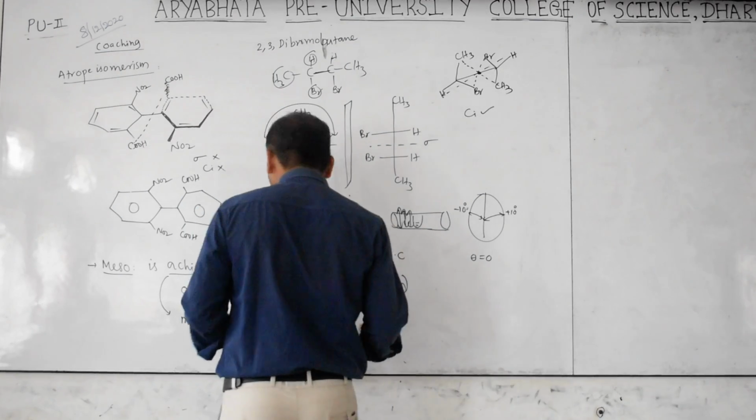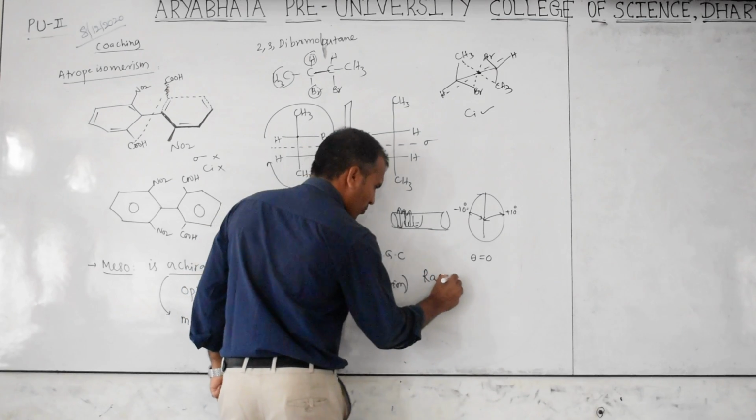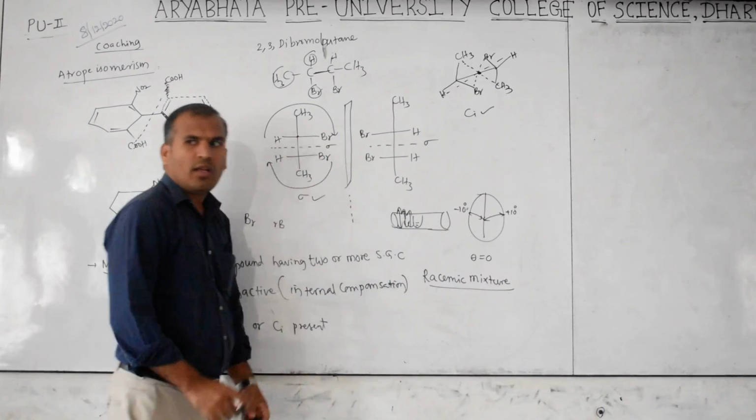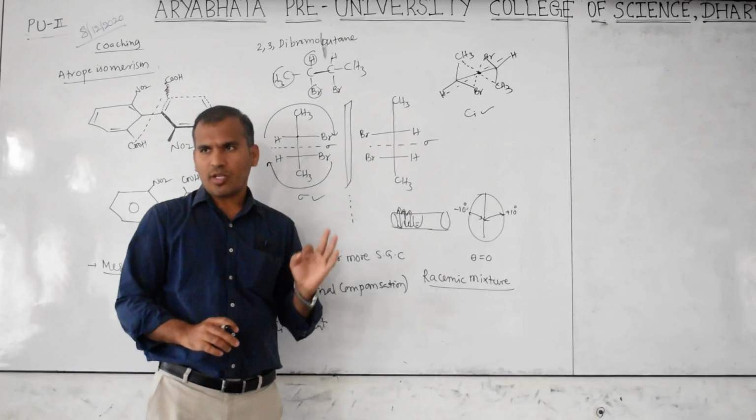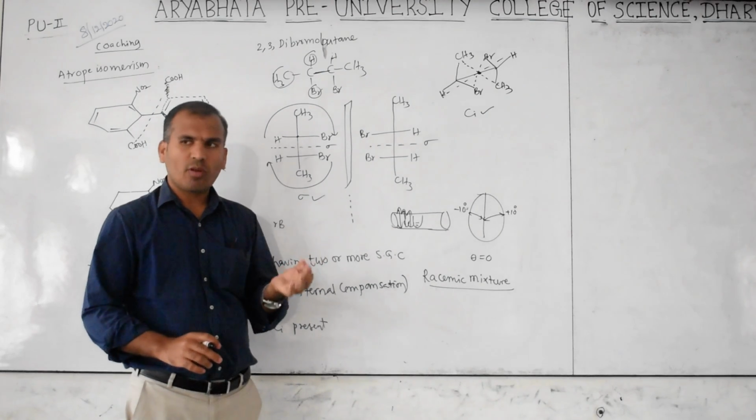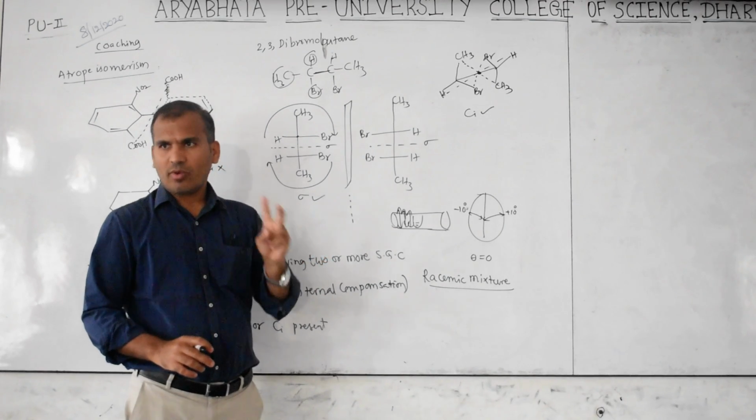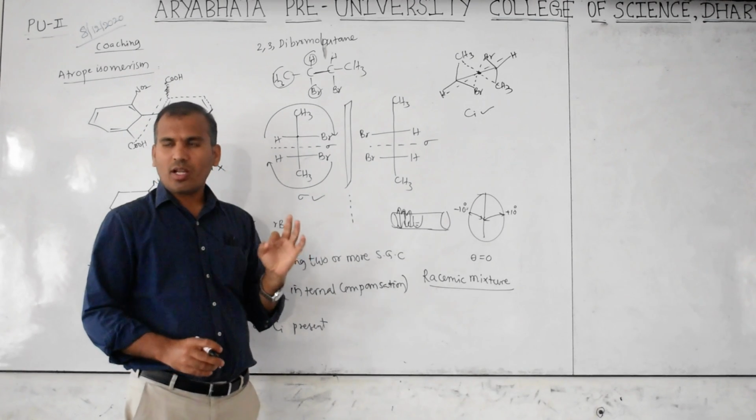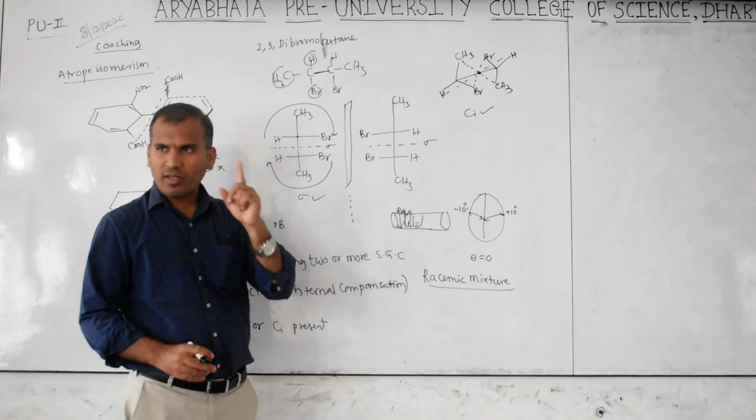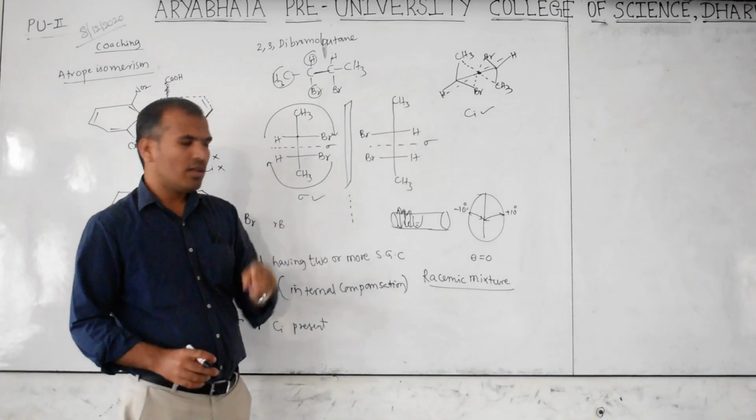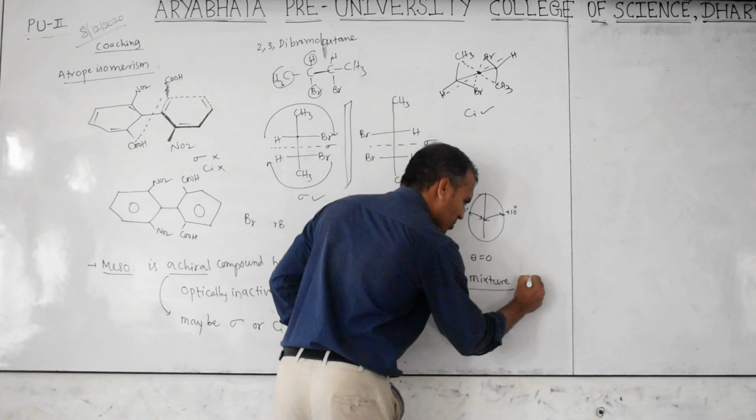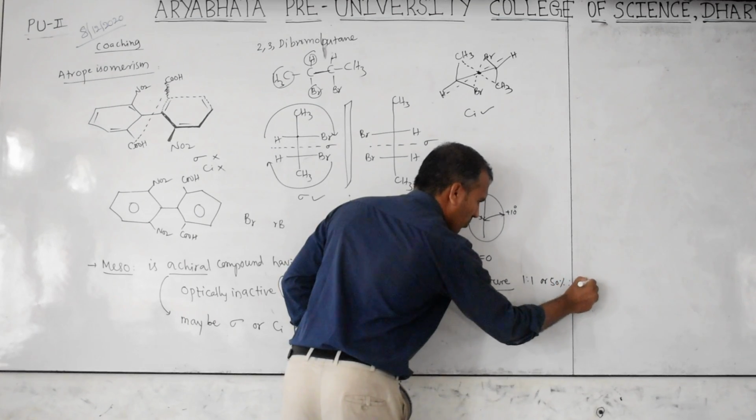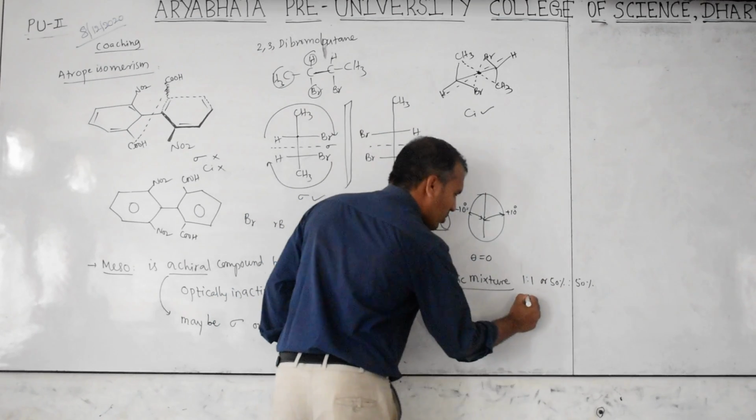Now another one: racemic mixture. What is a racemic mixture? Equal amount of 2 enantiomers. Otherwise, an equal amount of an enantiomer pair. One pair means how many molecules? 2. Pair means 2. So an equal amount of 2 enantiomers. Enantiomer means one pair. So it is called 1:1 or 50%, 50%. Equal amount of enantiomeric pair.